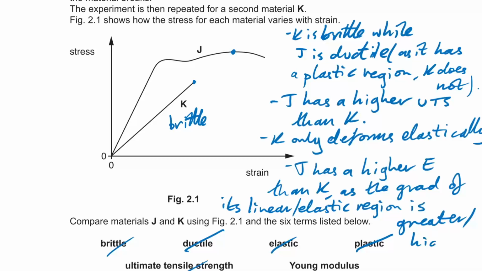Mark scheme says you can pick up a couple of extra marks for saying what these things mean as well. So ductile means that a material can be stretched out, can be drawn out. Brittle means it will snap without warning. Ultimate tensile strength, that's the maximum amount of stress that a material can withstand before breaking. And when things behave plastically, they will return to their original shape and size.